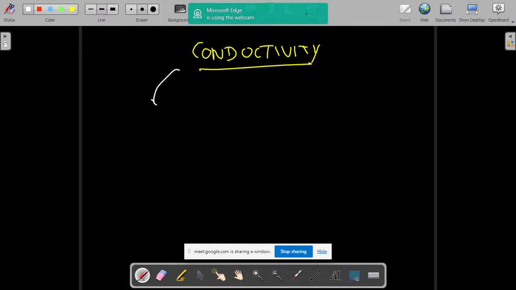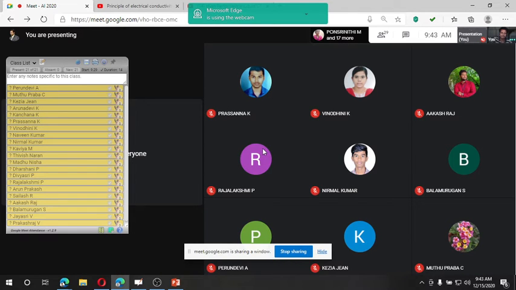What is basically conductivity or conductance? What do you mean by the term conductivity or conductance? What do you infer from these two terms?